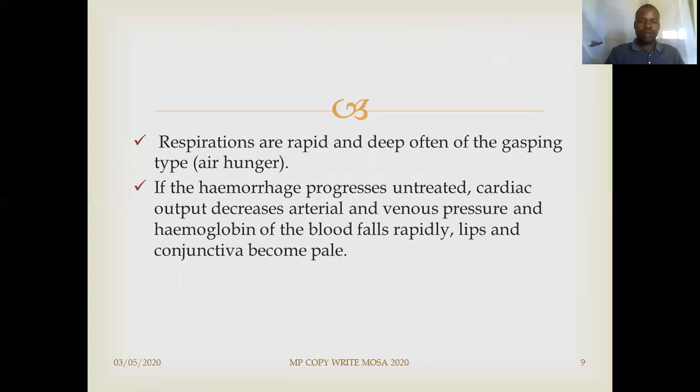So we are saying if someone is bleeding and there is no control to the blood that is being lost, it will basically lead to cardiac collapse. There will be cardiac collapse because a lot of blood might have been lost, and this will be evident by the drying of the lips and the conjunctiva in the eyes will be clear.